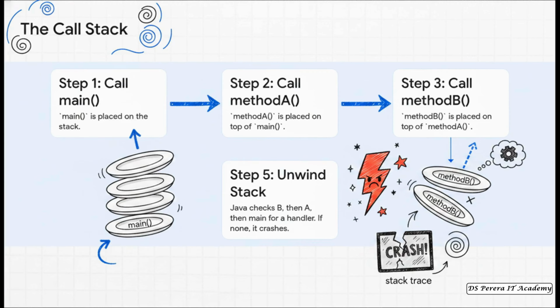Next, method A calls method B. This is our employee who's doing the real work. Method B is now placed on top of method A, so method B is the method that's currently running.